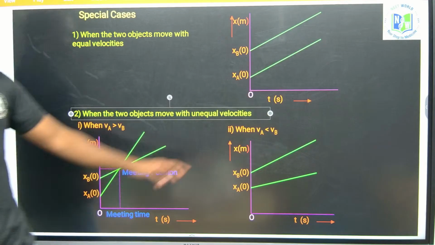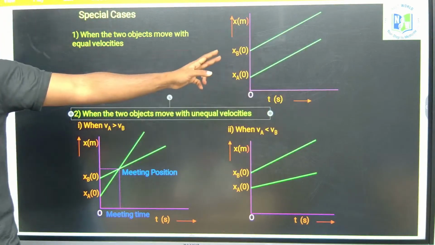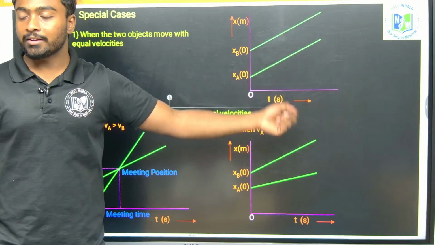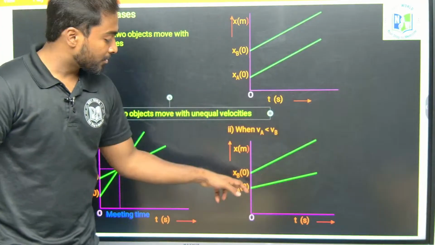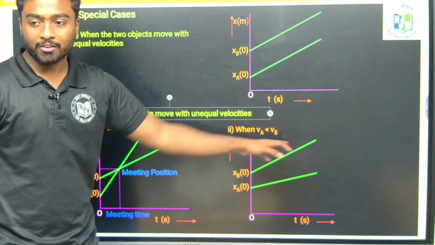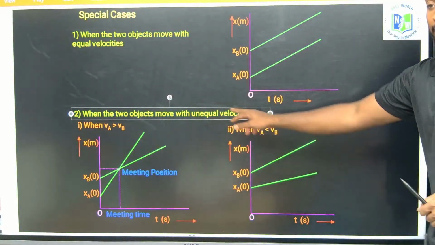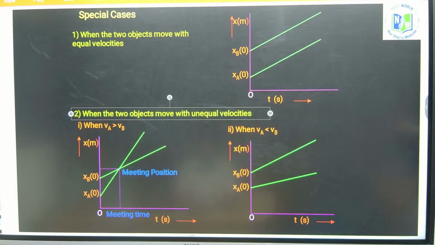When VA is less than VB, if I take a slope, I can say whether the velocity is less than or greater than. So this is my B and this is my A. When I take a slope over here, I will get velocity of A is less than velocity of B. You can take a note of this.